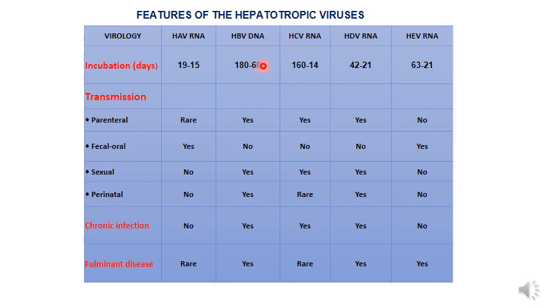between patients. Here the incubation period is 3 to 4 months, and here 7 to 9 weeks, or 160 to 14 days. Hepatitis D 42 to 21 days, and hepatitis E is fecal-oral transmission.